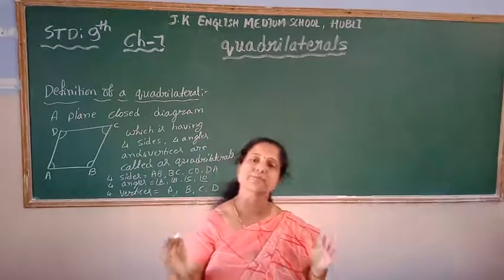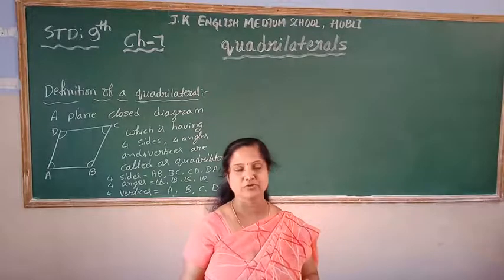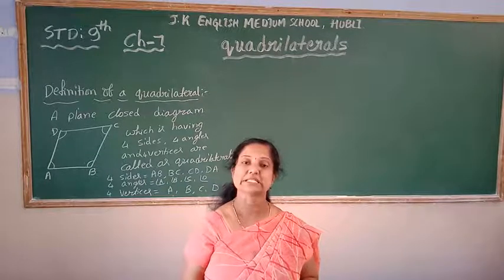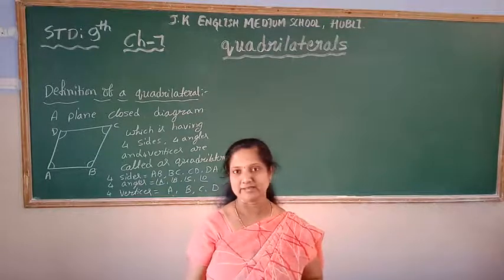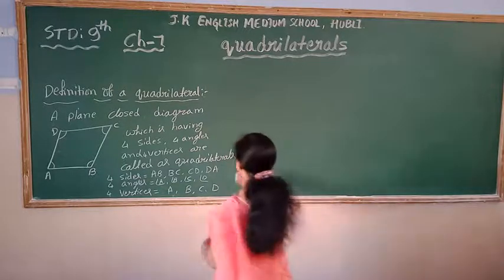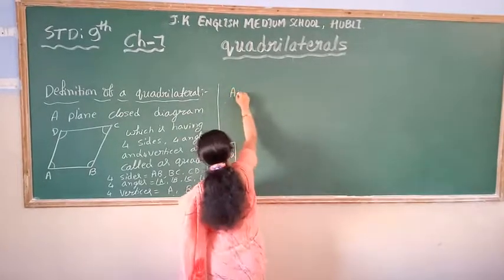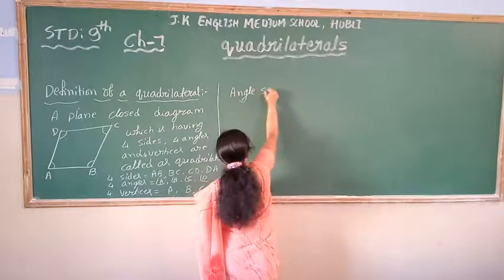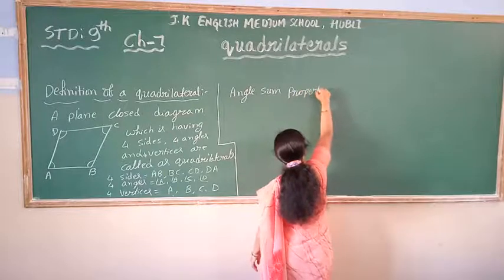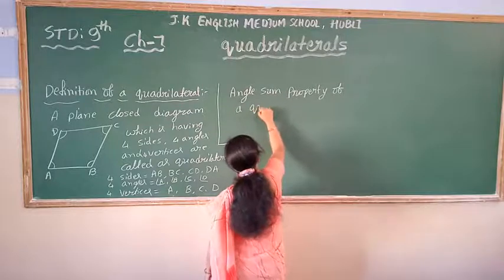So what is the angle sum property of a quadrilateral? The sum of the four angles of a quadrilateral is how much? It is 360 degrees. Sum of all the four angles of a quadrilateral is 360 degrees. I can prove it now. Angle sum property of a quadrilateral.